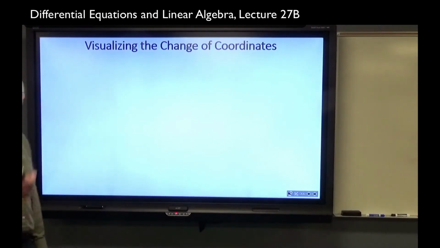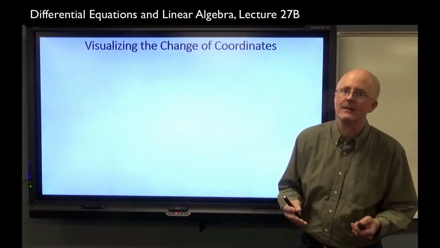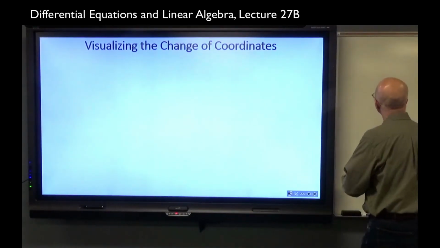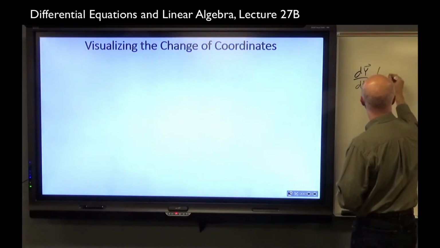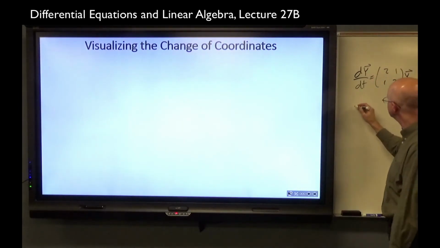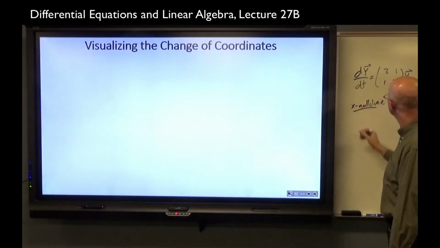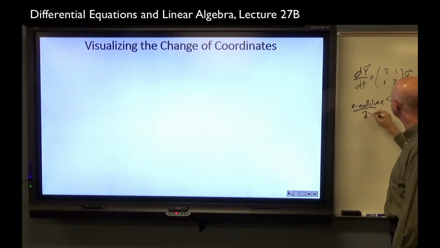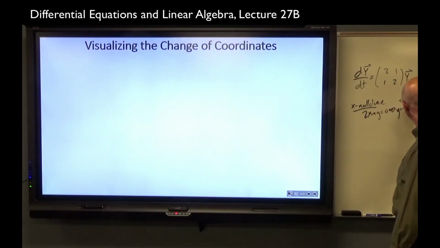Visualizing the change of coordinates. These graphs I'm about to show you are analogous to the graphs at the end of lecture 26C. We're going to look at the phase plane for the original system. We actually write it up here. Your dy/dt was A times y, where A was the symmetric matrix. The nullclines, that means the x nullcline is where dx/dt is 0. That's going to be where the first row, when you multiply times x and y, is 0. 2x plus y is 0, which means y is negative 2x, a line through the origin with a slope of negative 2.